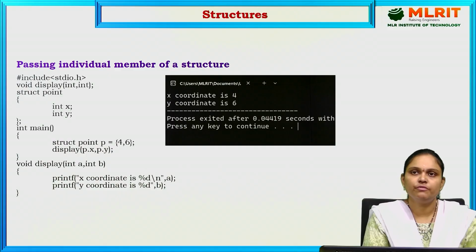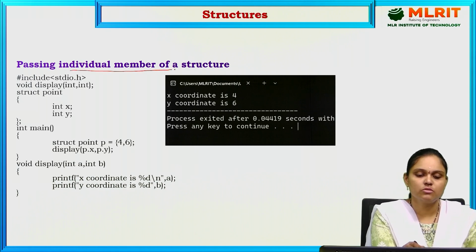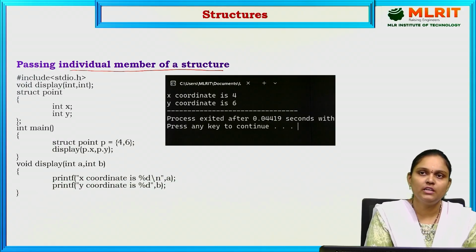We have seen variables passing to a function and arrays passing to a function. Now we are going to talk about structures passing to a function. The first one is individual members of a structure. To a function, we can pass individual members. We can also pass the complete, entire structure. And we can also pass the structure by using its address, which means call by reference.